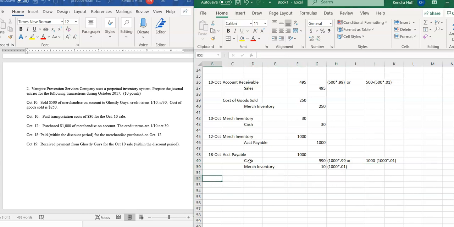All right, and then October 19th, these guys up here paid us. And they paid us within the discount period, so we're good. So we're just going to collect the cash that they owe us. So cash of $495 and credit to accounts receivable of $495.